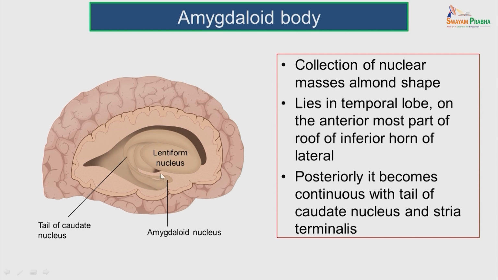So, it is present on the roof of the inferior horn of lateral ventricle, whereas posteriorly it is continuous with the tail of the caudate nucleus and it forms the stria terminalis. So, it is present in the roof of the inferior horn.